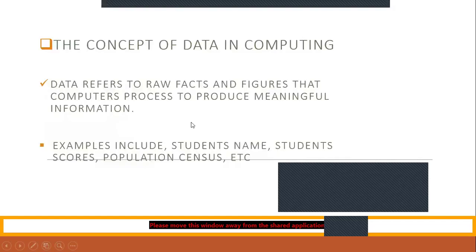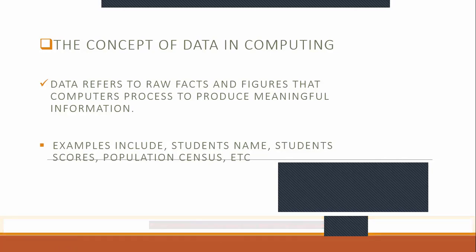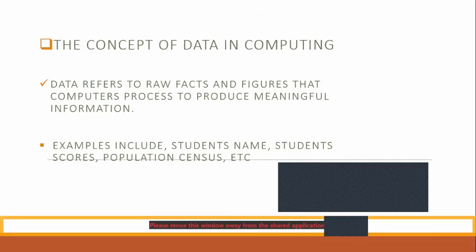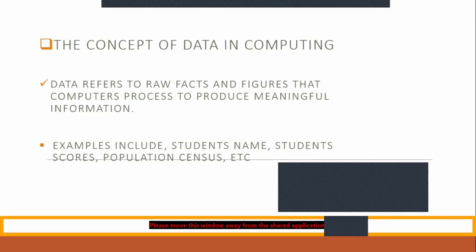So what then is data? Data refers to raw facts and figures that computers process to produce what we call meaningful information. Examples include student's names. So in a class, when you have your students' names on paper or on record, that is data. We have student scores. For instance, when an exam is conducted and you're able to record the scores of the individual students, that is also data.